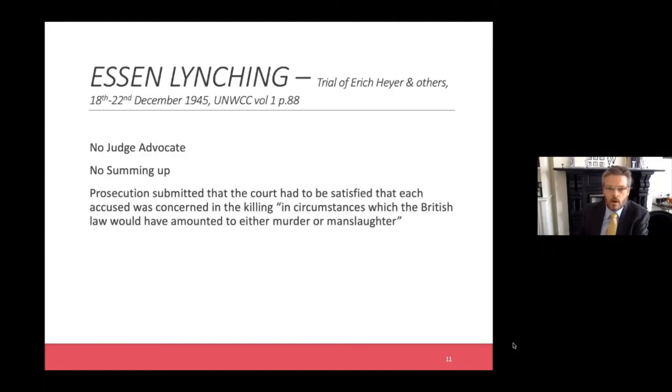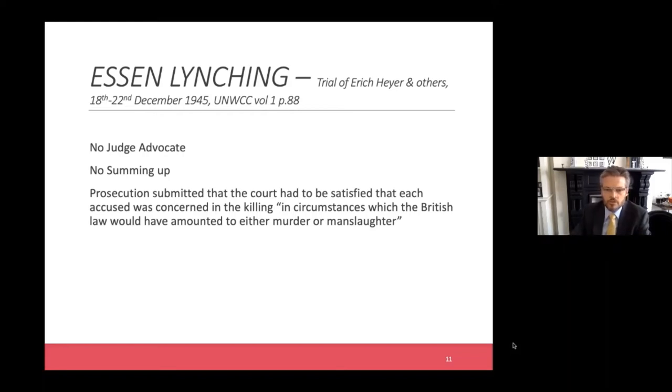Highlighted by the ICTY Appeals Chamber as being of particular importance, the case of Essen lynching involved the lynching of three British prisoners of war by a mob of Germans on the 13th of December 1944. Two servicemen and five civilians were charged with their killing. They included a German captain, Heyer, who said loudly that escorting soldiers should not interfere if German civilians molested the prisoners, effectively encouraging the crowd to attack them, while also saying that they ought to be shot or would be shot.